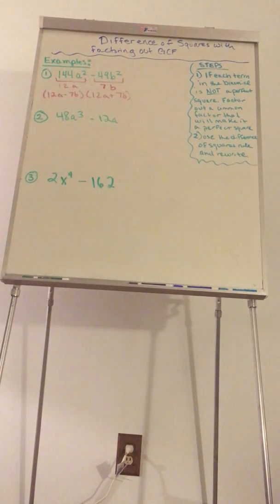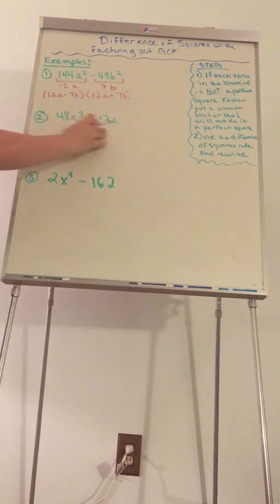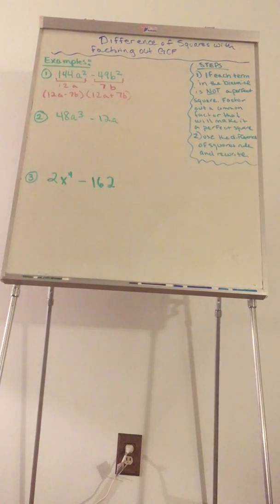Now you can still do difference of squares. What you want to look at is if you can modify this in a way that will allow you to do difference of squares. And modify means I'm going to try to factor something out. So our steps are: if each term in the binomial is not a perfect square, factor out a common factor that will make it a perfect square out of each one. Then use the difference of squares rule and rewrite.